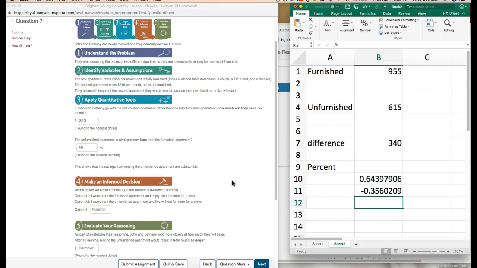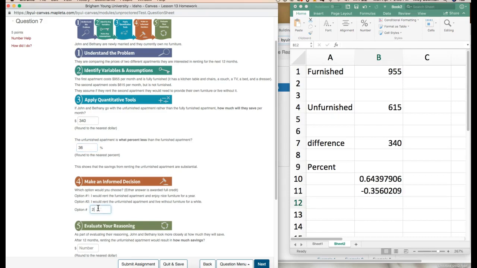Which option would you choose? Oh, I didn't read this. This shows that the savings from renting the unfurnished apartment are substantial. 36% is pretty dramatic. So it's more than a third, right? So which option would you choose? Either answer is awarded full credit, so you can just pick and decide what you think. I'm going to say the unfurnished apartment because the savings are pretty good.